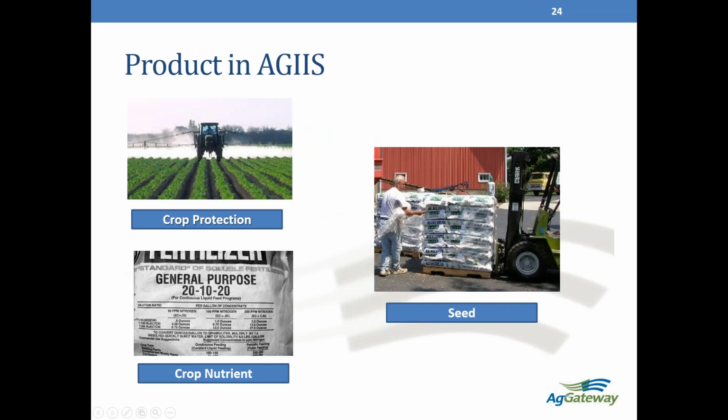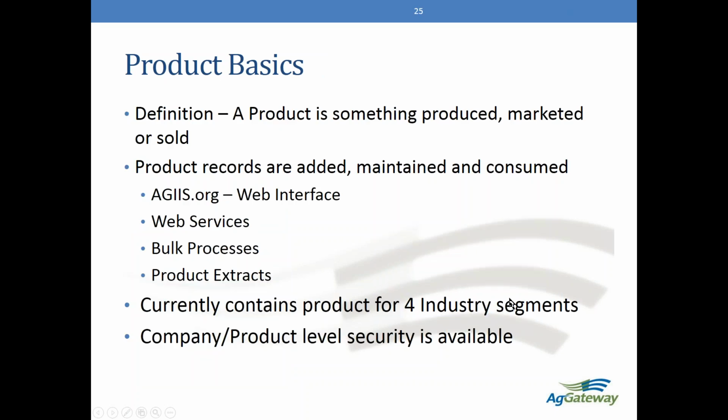Okay, we're going to move on to products in AGIIS. Today within AGIIS, we have crop protection products, we have seed, we have crop nutrients, we have feed. So you can see the types of products that are there. A product, pretty simple here. It's something produced, marketed, or sold.